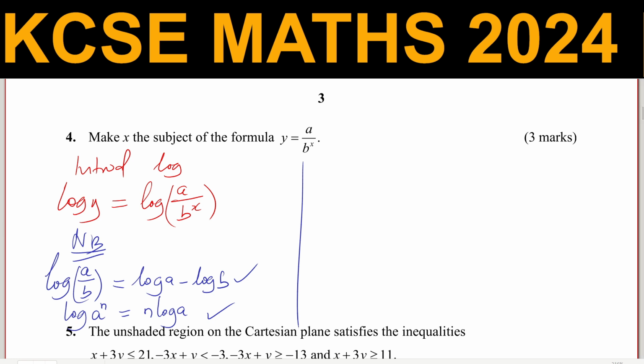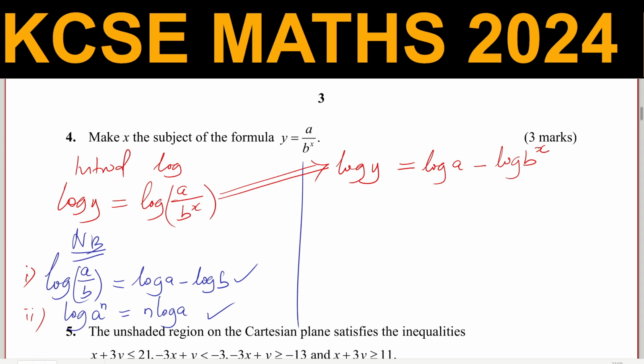Now let's go back to our question. From this step, we shall have logarithm of y is equal to, now look at logarithm of a divided by b raised to power x. We're going to use law number 1, which I've written here: logarithm of a divided by b is the same as logarithm of a subtract logarithm of b. Therefore this will simplify to logarithm of a subtract logarithm of b raised to power x.